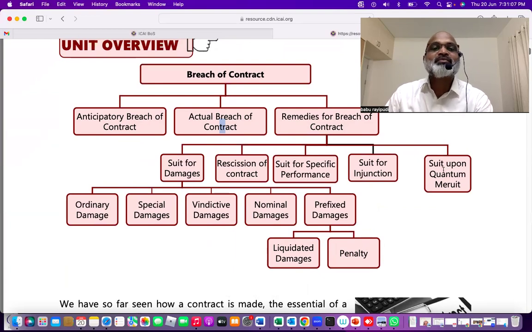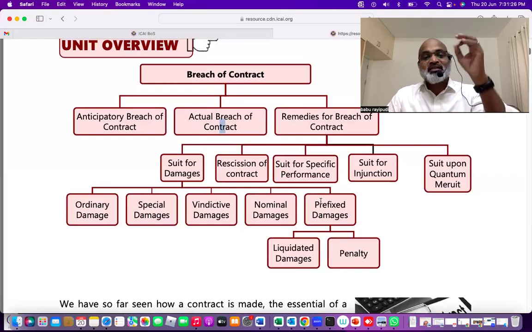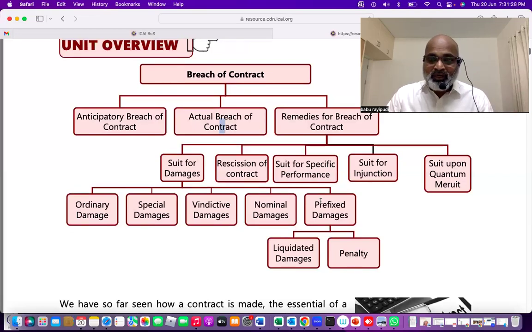The whole heart is remedies for breach of contract. Briefly, what is ordinary damage, what is special damage, try to have two lines of information in this lesson. I'm telling you 101% you will have one of these questions for practical, like suit for damages, rescission, etc. So this chapter is highly important. I'm telling you 100% guarantee question. Performance of contract, discharge of contract, remedies for breach of contract, 100% will have questions.